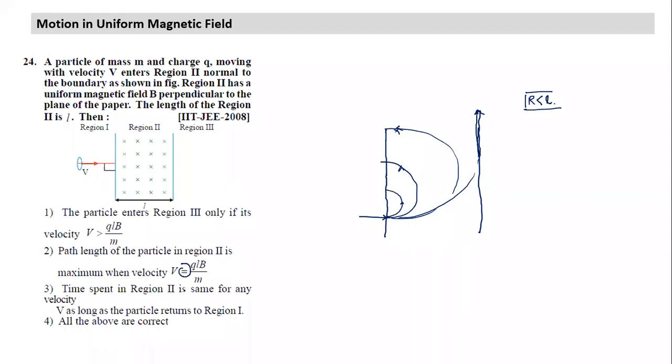Time spent in region 2 is the same for any velocity. Is this true, as long as the particle returns to region 1? Is this correct? Yes, sir. This is correct. Your time spent will be equal to T by 2 as long as it comes back to region 1. If it has to come back to region 1, it means it has to have a semicircular path. When we say it has to return to region 1, it implies it must have a semicircular path.